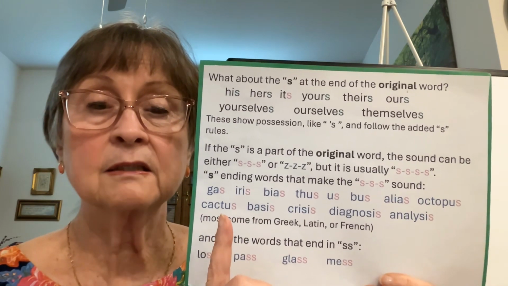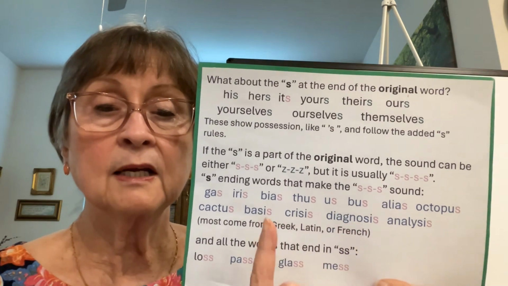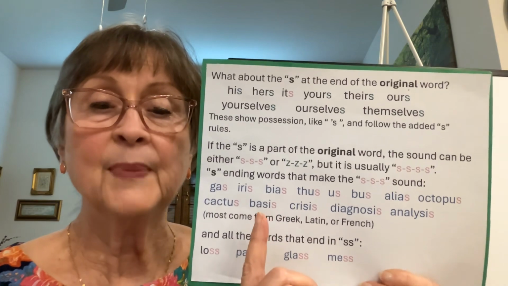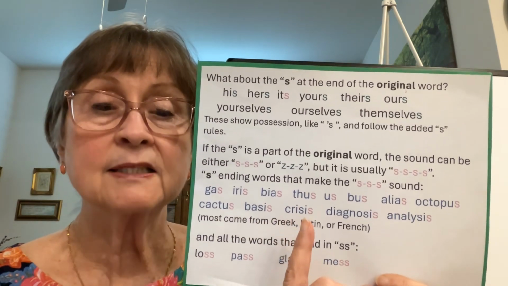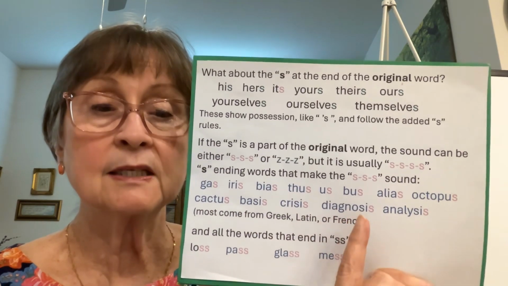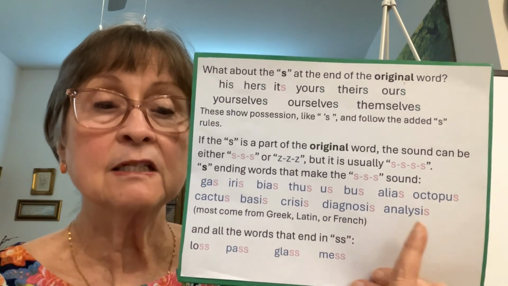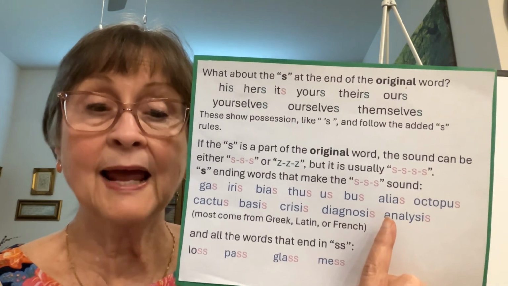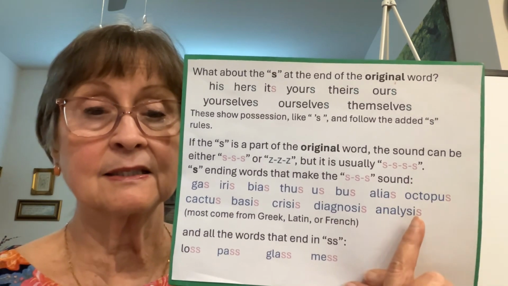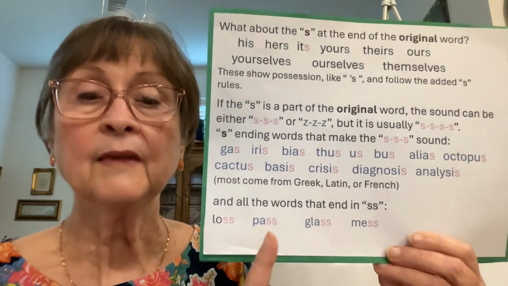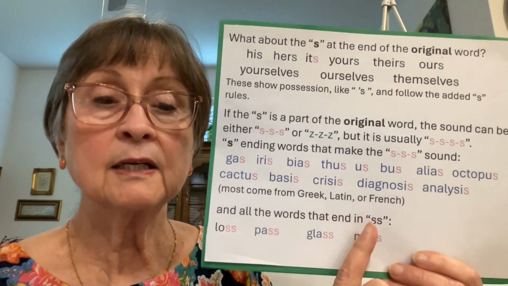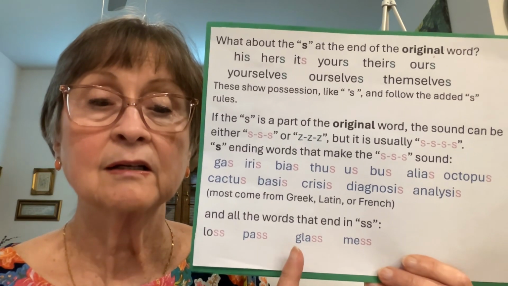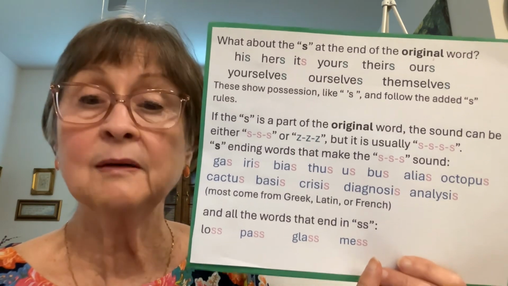octopus, cactus. And these words that end in SIS, probably from Greek or Latin or French, basis, crisis, diagnosis, analysis. If you know the word analyze, the accent begins at the first, but when we turn it into a noun, it's analysis. That's how you pronounce that word. And then all of the words that end in double S, loss, pass, glass, mess, and many more.